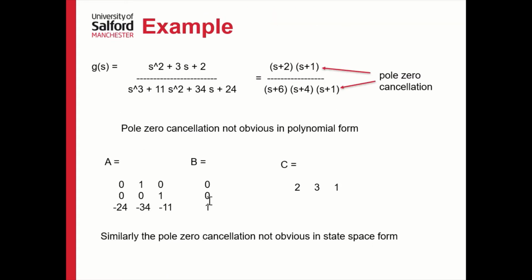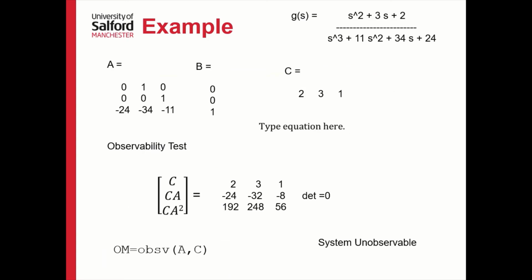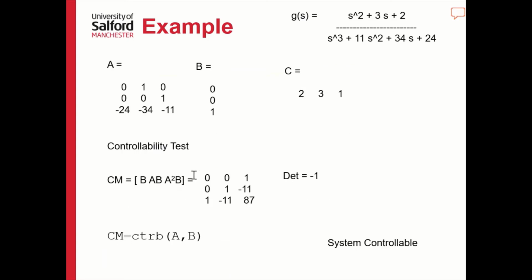cancellation. And when we're designing some types of controllers, like pole placement controllers or observers, it's important that we don't have a pole zero cancellation in our transfer function. So we need to make sure that our control system that we're playing with is both observable and controllable. So we would have to work out the observability condition and the controllability condition to make sure that everything was fine.